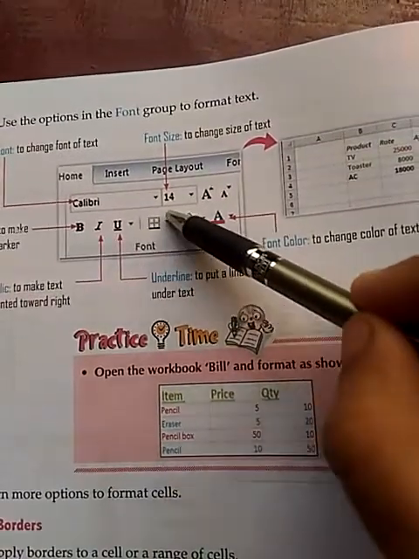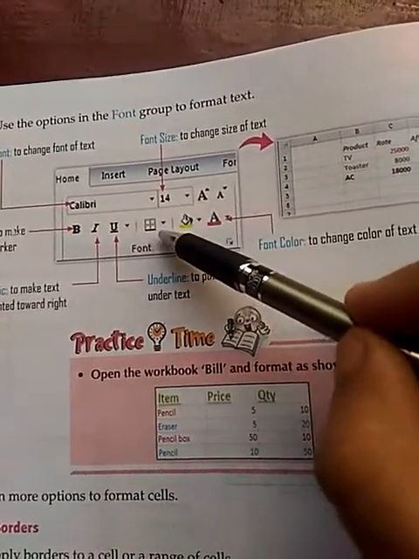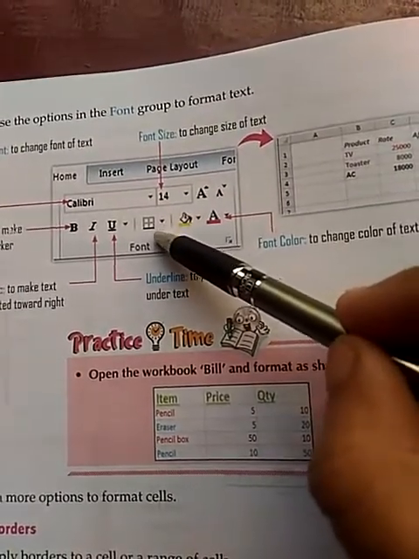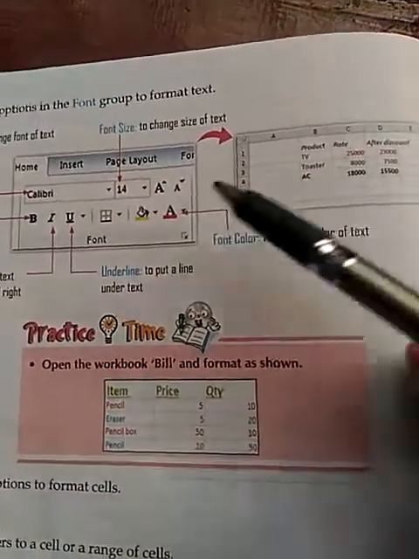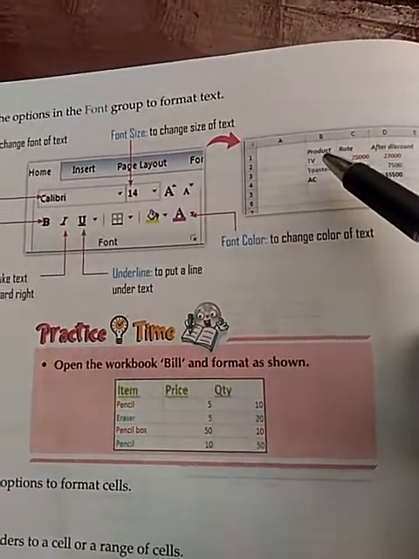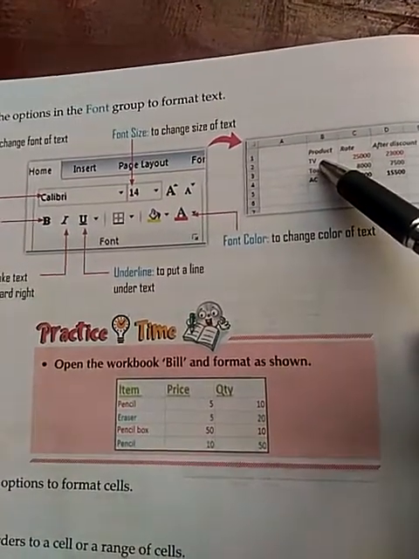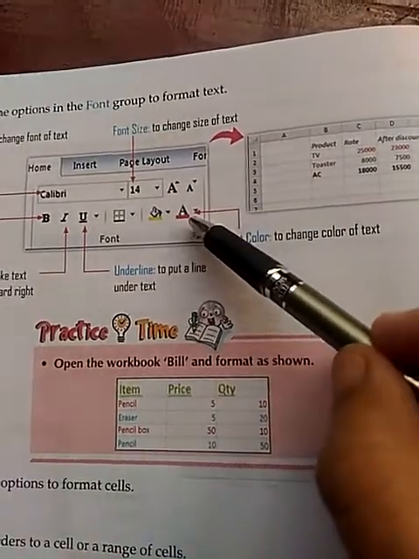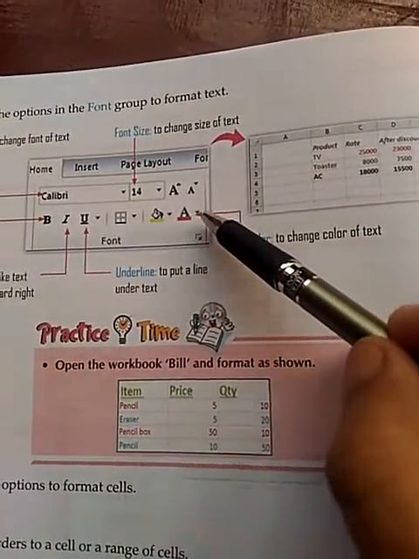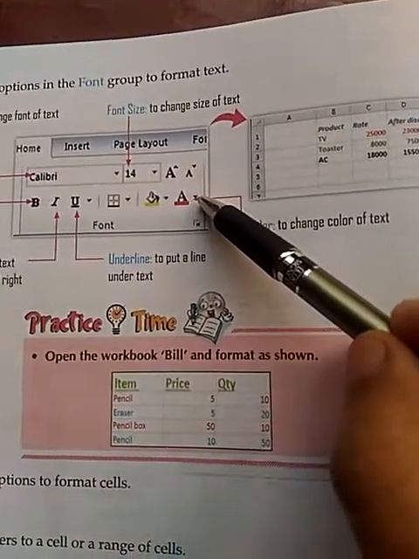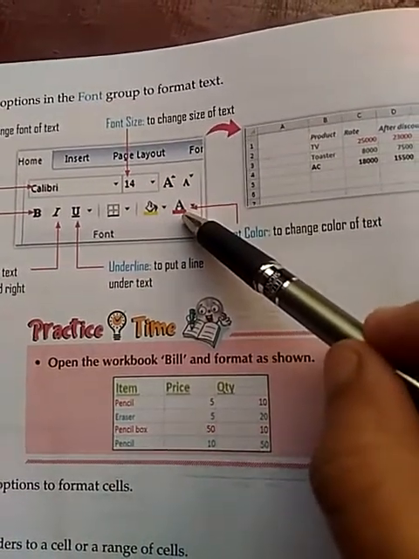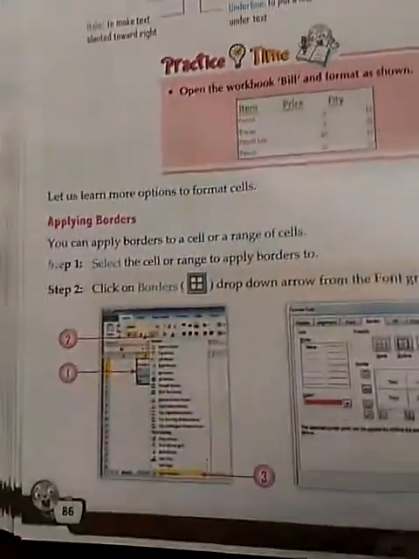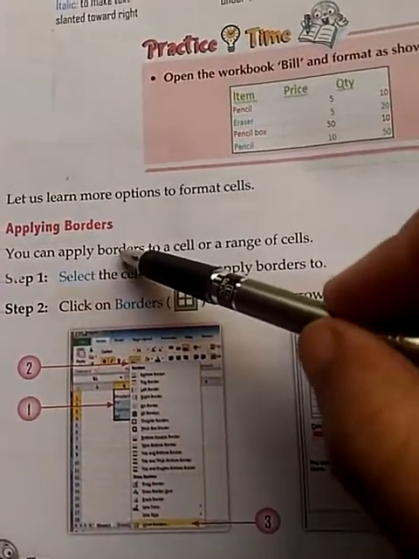This is used to provide a border to the cell or the rows and columns. So first you place the cursor over here, and if you want to change the color of the text, then simply choose the color by clicking on this drop down arrow, and you can choose any color according to your choice.